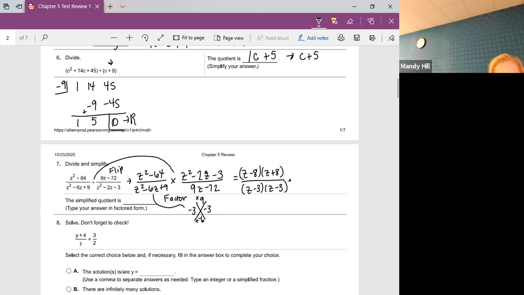So I have factored this first fraction. Now I move into the second one. Okay, on the top here, we're looking for something that multiplies to be your negative 3 and adds to be negative 2.